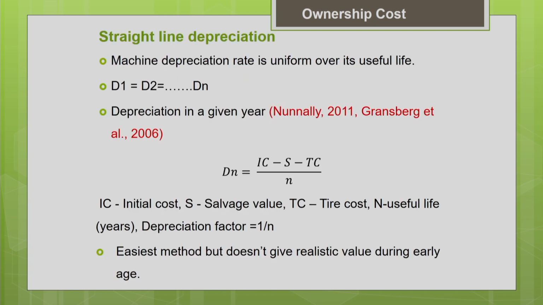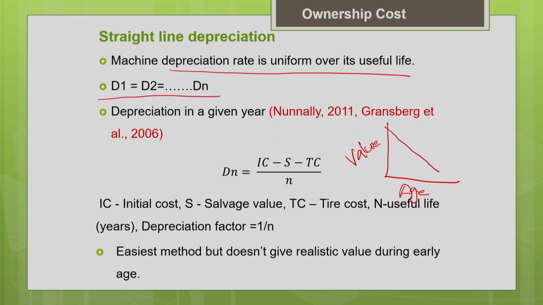As the name indicates, the depreciation is going to be uniform. If you look into the trend, we drew this diagram earlier, age of the equipment and the value of the asset. With increase in age, you can see that the loss in value will be linear. In this straight line method, we assume that the depreciation rate is uniform over its useful life. Every year the machine is going to lose the same value. That is the assumption for the accounting purpose. That means D1 equal to D2 equal to Dn. Every year the depreciation is going to be the same.